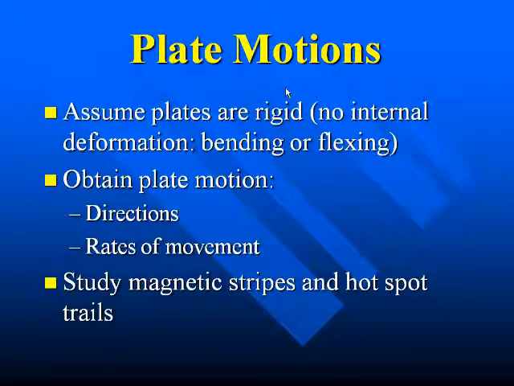Okay, so we want to assume that the plates are rigid. There's no internal change, bending or flexing or anything. That means that the plate motion has a rate and has a direction, which is awesome. We can measure that and map that. We can look at the magnetic stripes, and we can look at the hotspot trails to figure that stuff out.